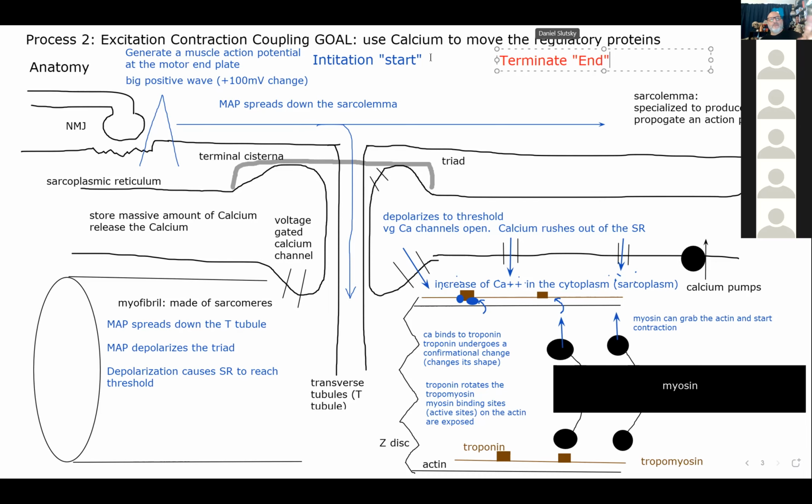Now, initiation started with a muscle action potential being generated and spreading. But remember, when we terminated communication at the neuromuscular junction, we stopped producing muscle action potentials. And when we're going to terminate it, that's what's going to happen here. We stop producing muscle action potentials. So there's no new muscle action potential, no new big positive signal.